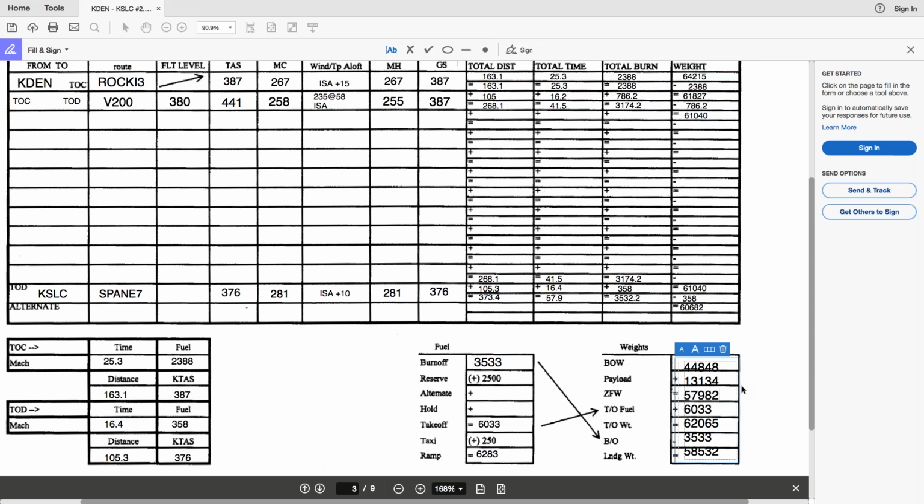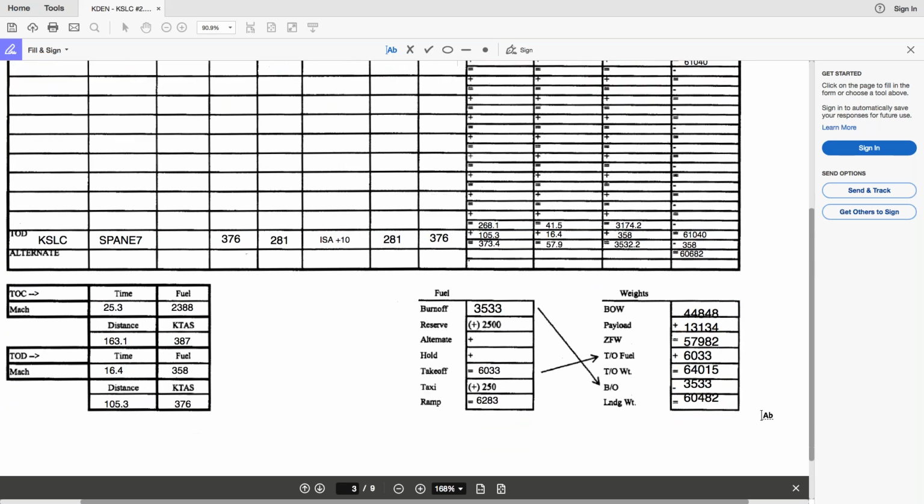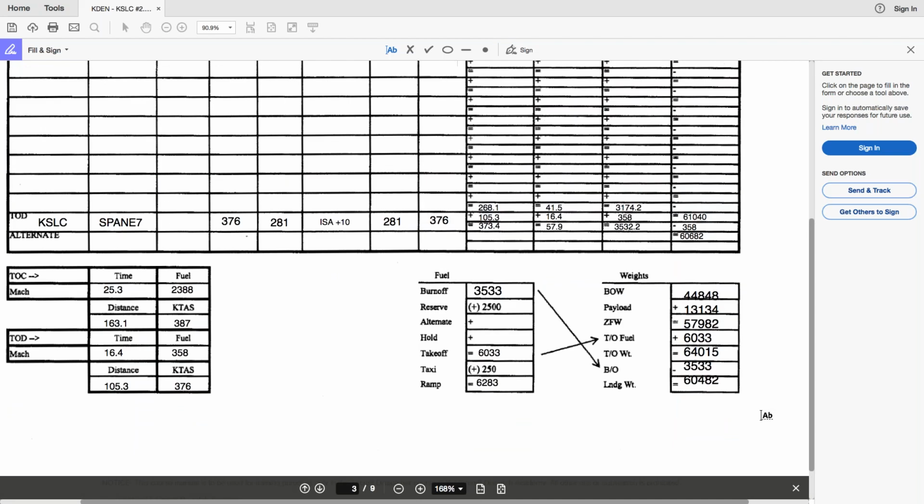57,982. Okay. Takeoff fuel was 6033. What's our new takeoff weight? 64,015. Okay. And what's our new landing weight? 60,482. Yeah. Okay. Everybody's got the good numbers? Everybody feel good about it?